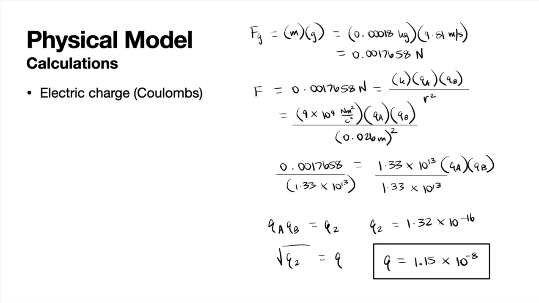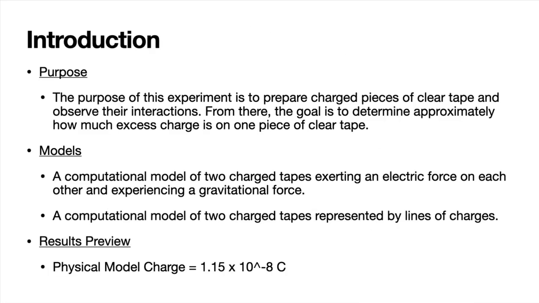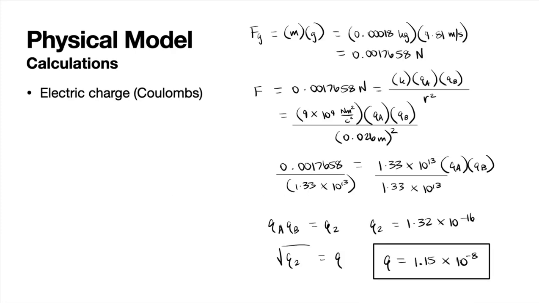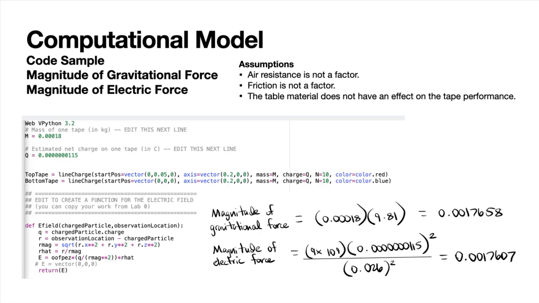Here are the calculations for the electric charge in coulombs. You can see going through the formulas and then getting the ultimate electric charge, which is 1.15 times 10 to the negative 8, which reflects what is also listed here.